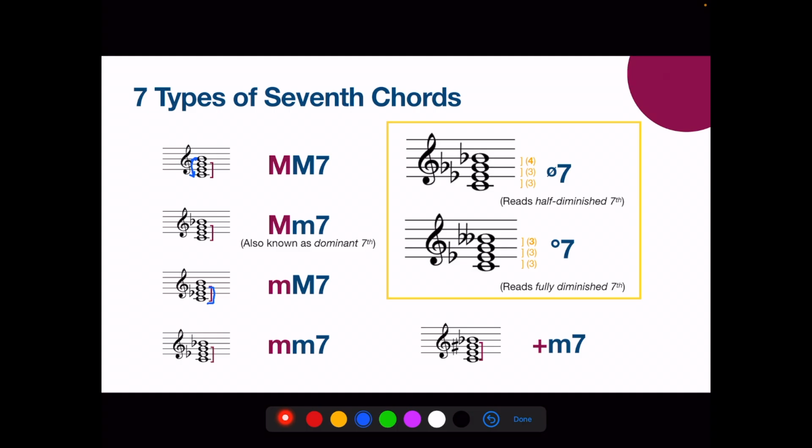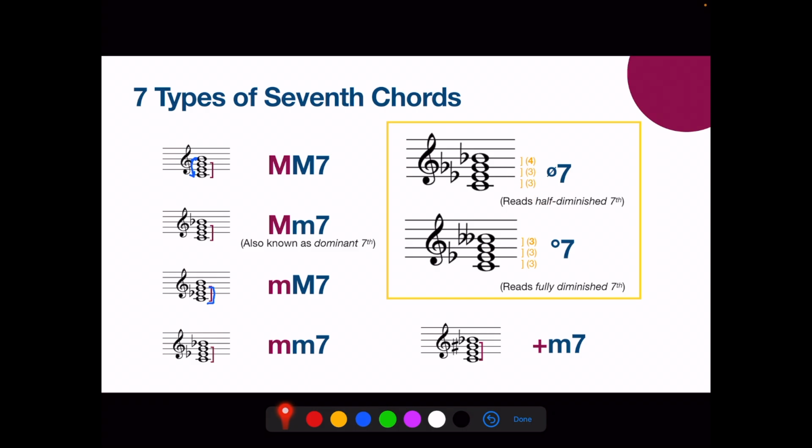All right, so these are the major versus minor. And then we also have the diminished chords, right? So for the diminished chords, in some ways, it's actually easier. Well, there are two types of diminished chords. The first one is called a half diminished 7th, which is this one. This is a half diminished 7.